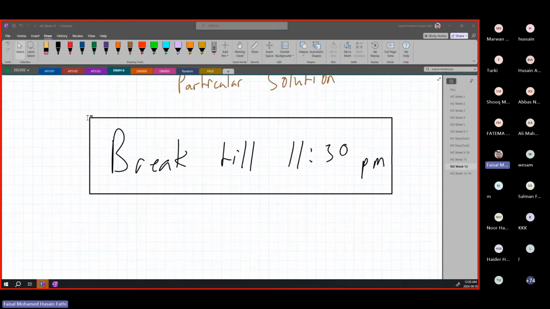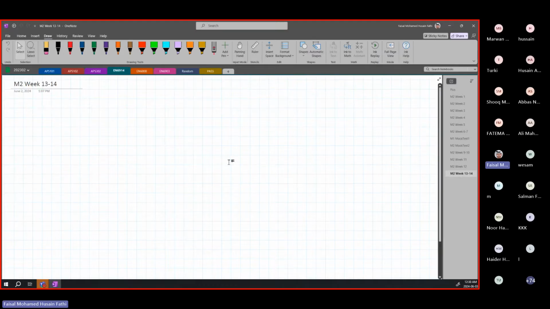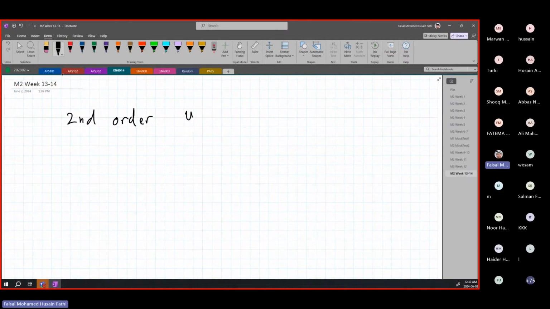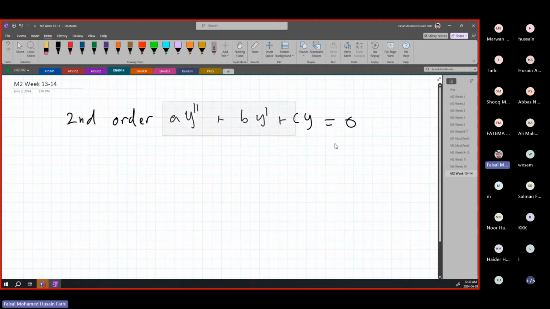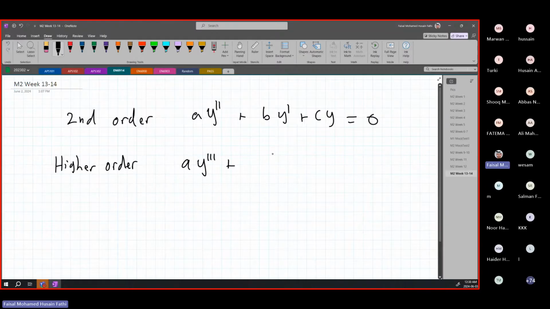Okay. Let us start with the higher order differential equation. What is meant by higher order? Higher order means beyond second order. If you remember, second order we just did. Second order means we have a y double prime plus b y prime plus c y equal to 0, for a homogeneous equation. A higher order will have more than just double prime. So you're going to have something like a y triple prime plus b y double prime plus c y prime plus d y equal to 0.